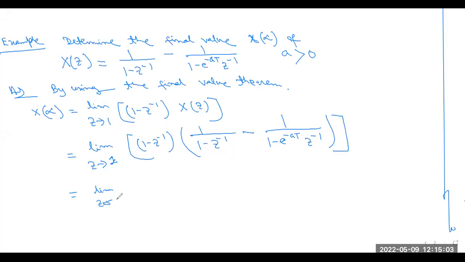Limit as z tends to 1. You have to multiply this term with this term, that is 1 minus (1 minus z inverse) divided by (1 minus e to the power of minus aT into z inverse).